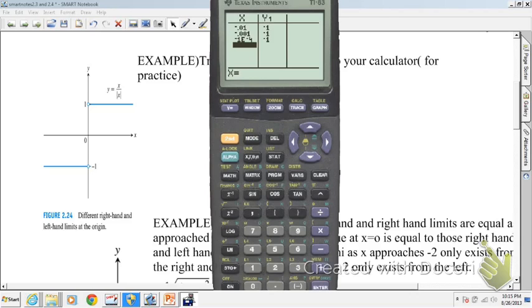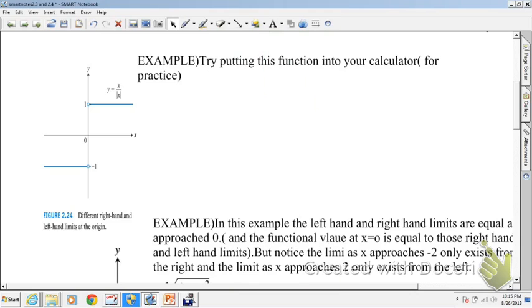Now, let's look at to the right of 0. Okay, 0.01. Aha, getting positive 1. 0.001. Aha, I'm getting still positive 1. 0.0001. Still getting positive 1. Okay, so let's summarize. So clearly there's different right-hand and left-hand limits at origin here.